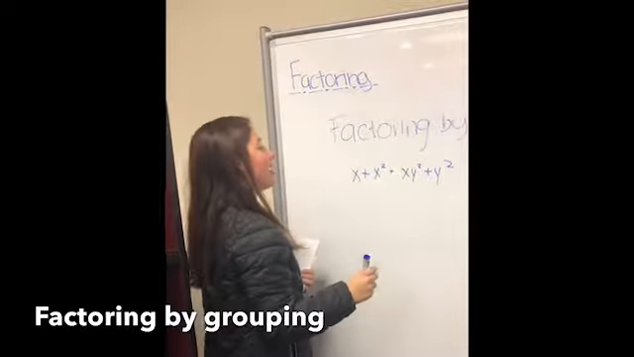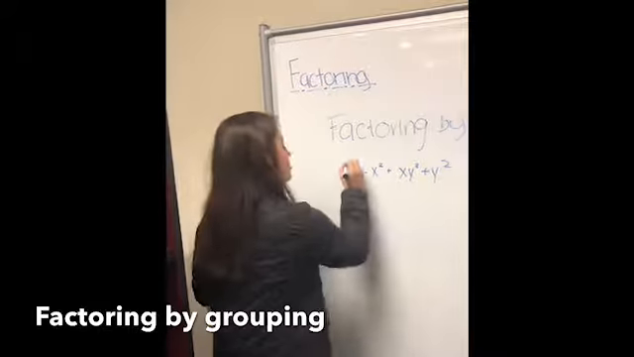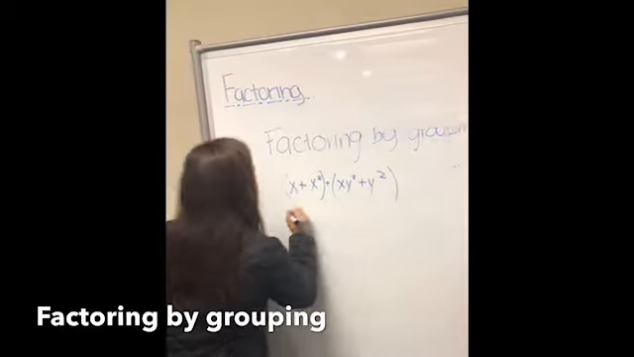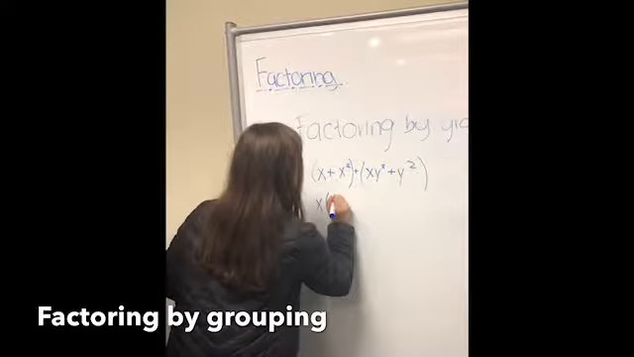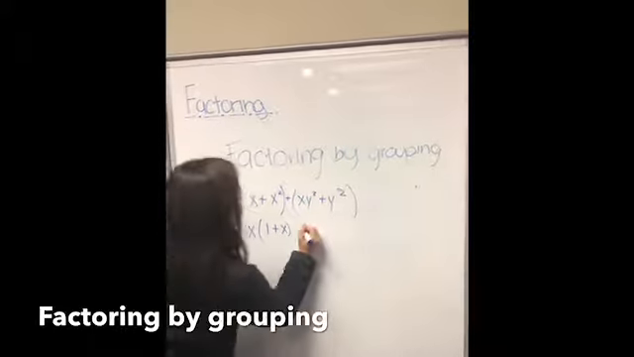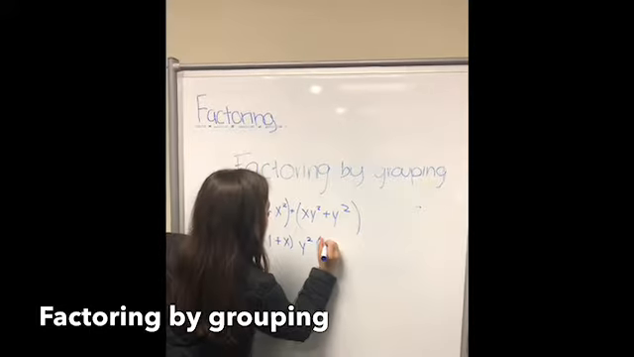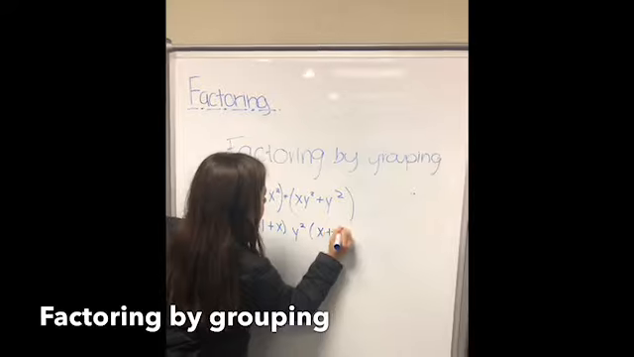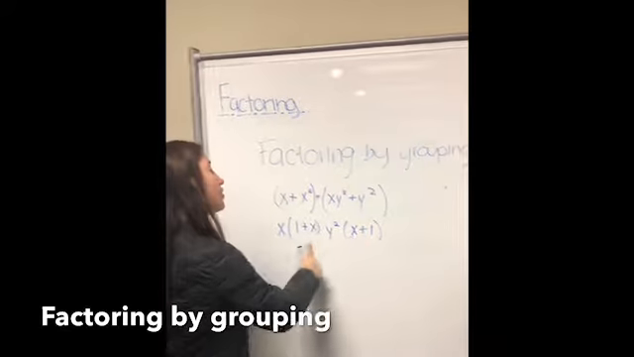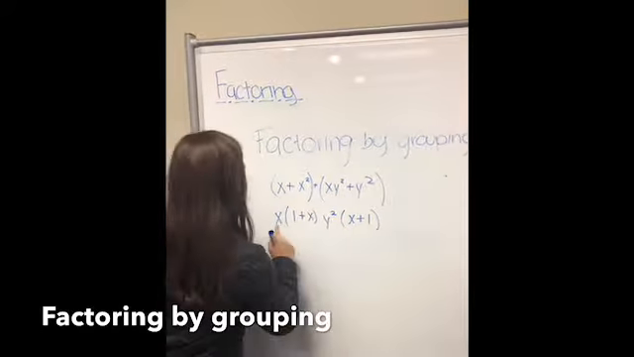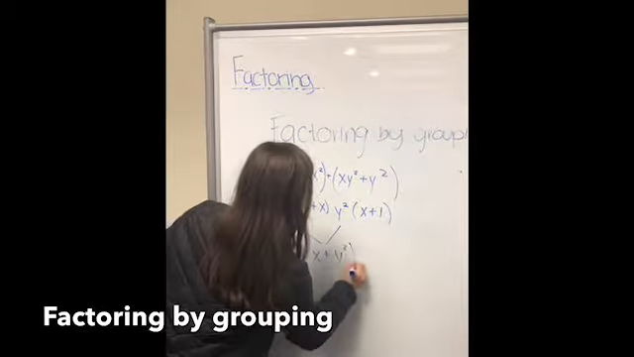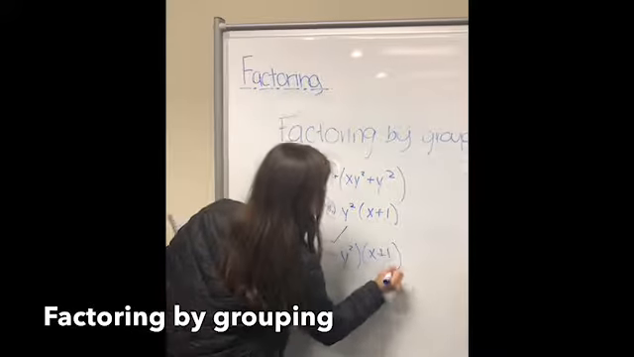Okay, in here you have to group the binomials like this, and then you factor this one, x times 1 plus x, and then in here it's y times 2 and x times 1. So then you have to check if this is the same, and it's the same, so you put this one and this one, x plus y to the 2 and x plus 1, and this is your answer.